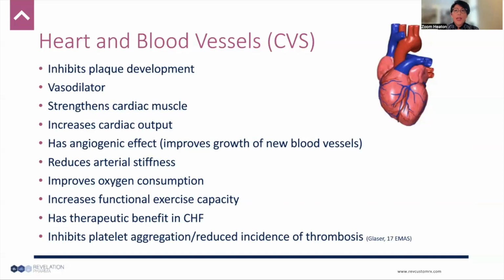It is a vasodilator. It strengthens the cardiac muscle. It increases cardiac output. It has angiogenic effects, so it improves the growth of new blood vessels, and reduces arterial stiffness. It improves oxygen consumption. It increases functional exercise capacity. You can actually exercise longer. It has therapeutic effects in congestive heart failure. It also inhibits platelet aggregation, and it reduces the incidence of thrombosis. It reduces your risk of clots. So testosterone is very cardioprotective.